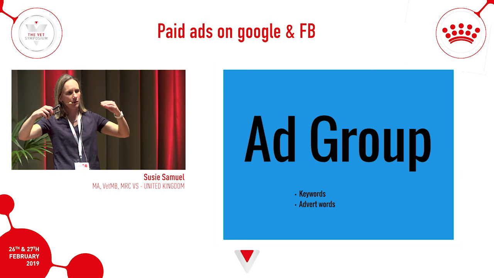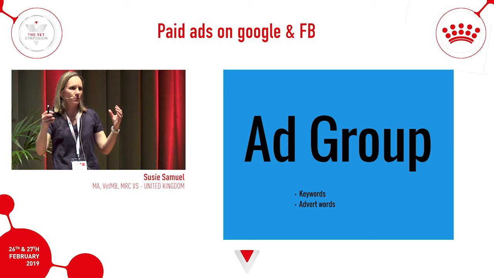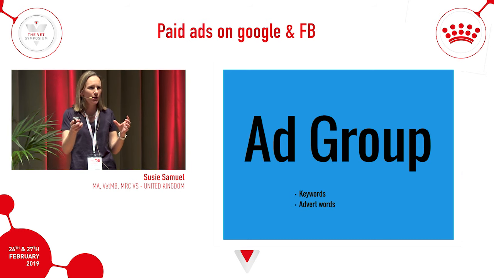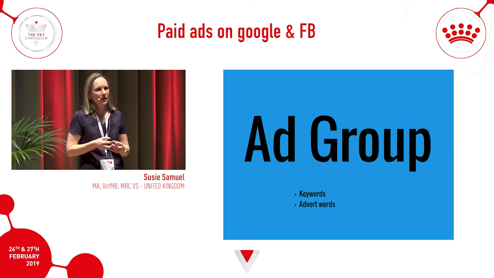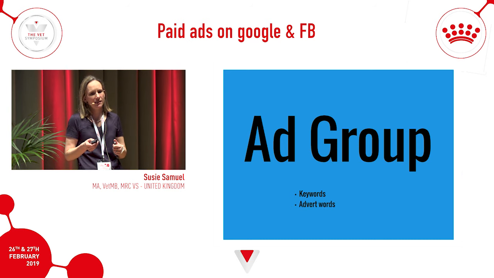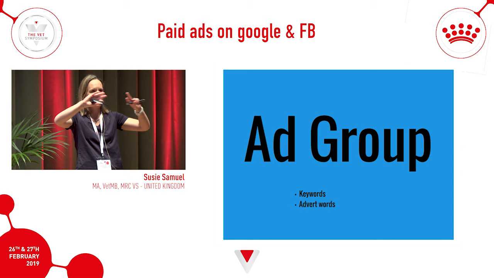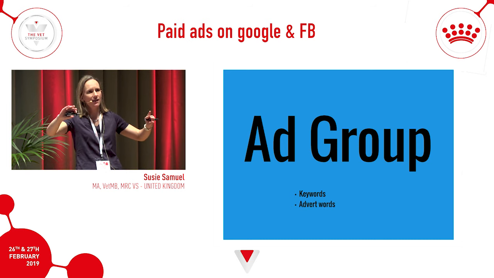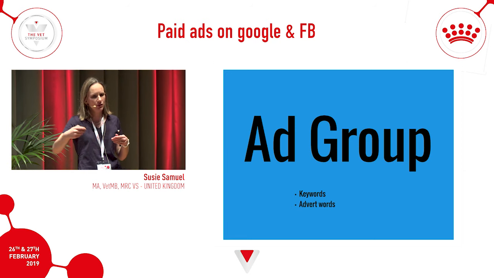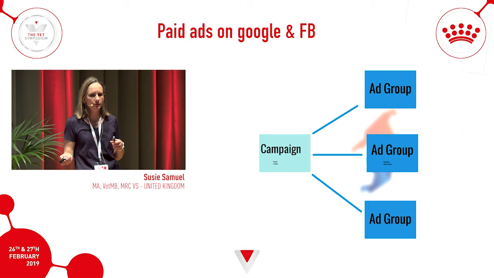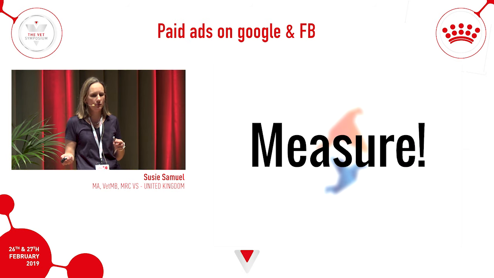Because when somebody types something into Google, you want to give them an ad that matches as closely as possible what they've typed in. So if they've typed in vaccinations for my cat, you want to show them an ad that is about vaccinations for their cat and leads to a page on your website that is about cat vaccinations, so that it's a really relevant result for them. So it's about making it as customized as possible.